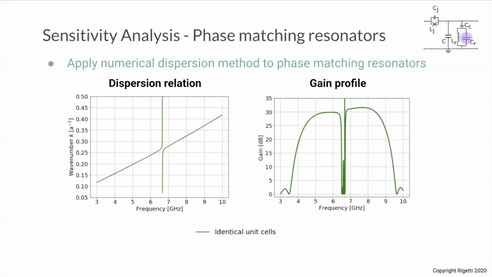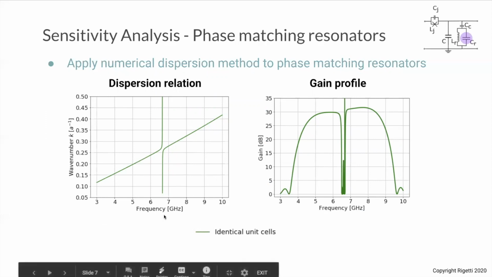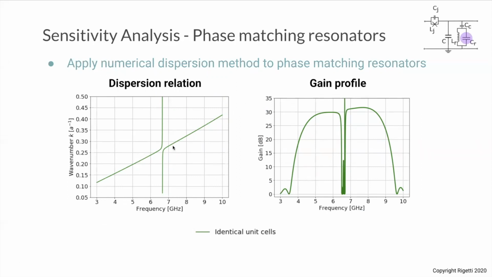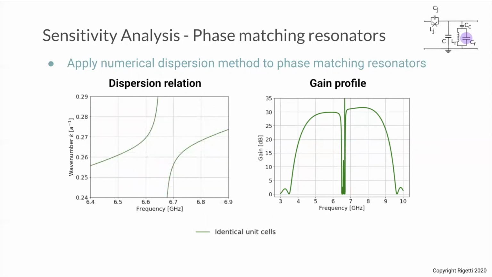So let's apply this analysis to our phase matching resonators. Here we have our model dispersion relation and model gain profile. In the dispersion, we see this linear slope here, which is just from the transmission line part. And we see this pole here that's opened up by the resonators. We optimize our pump frequency around this resonator region in order to maximize gain. That's how we produce this gain profile here, noting that the pole is roughly in the same place as in the dispersion relation. So let's zoom in a little bit to the dispersion.